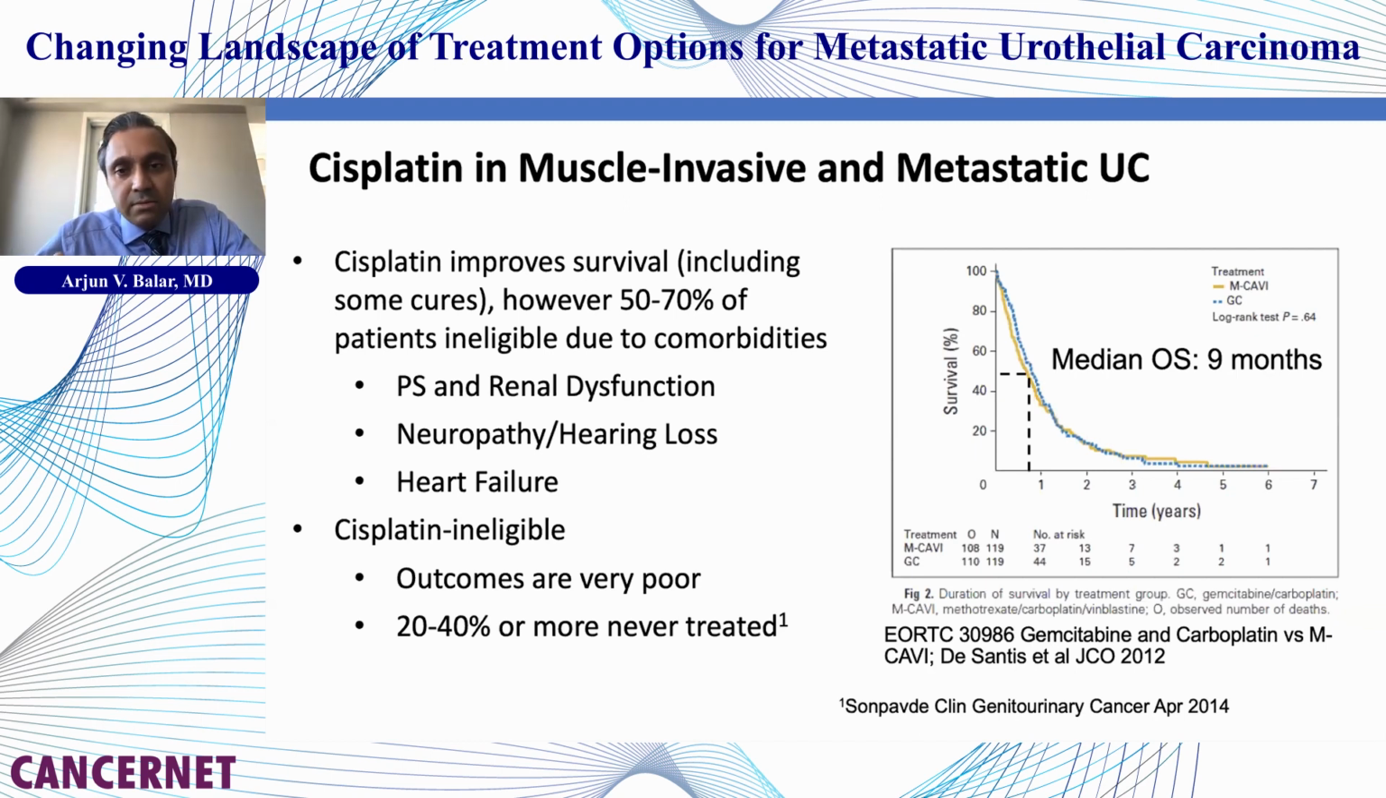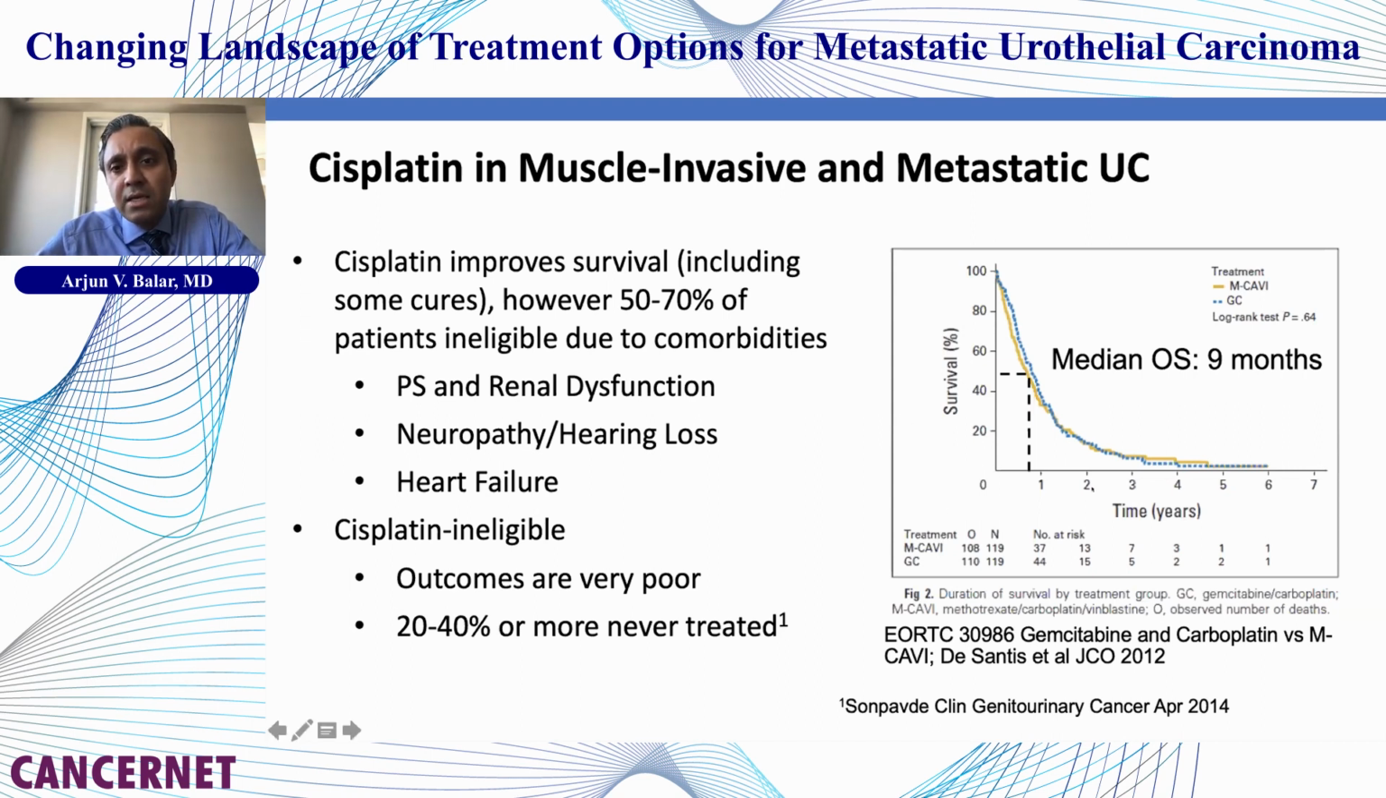And that is to remind ourselves that cisplatin improves survival, with potentially some cures. But as I mentioned, a substantial portion of our patients cannot safely receive cisplatin-based treatment. Performance status and renal dysfunction are the most common reasons. However, neuropathy, hearing loss, and heart failure are also considered relative contraindications to receiving cisplatin. And what we know about these patients is that outcomes are very poor. Registry data from the Southeast have shown that up to 40% are never treated and never even counseled about their treatment options when they present with advanced disease and are deemed not eligible for cisplatin-containing chemotherapy.